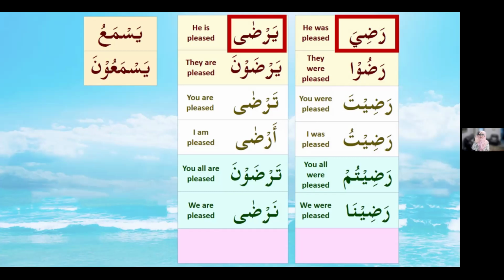Again, let's practice these four. He is pleased, yarda. They are pleased, yardawna. You are pleased, tarda. I am pleased, arda. Okay? So, yarda, yardawna, tarda, arda. Again. Yarda, yardawna, tarda, arda.